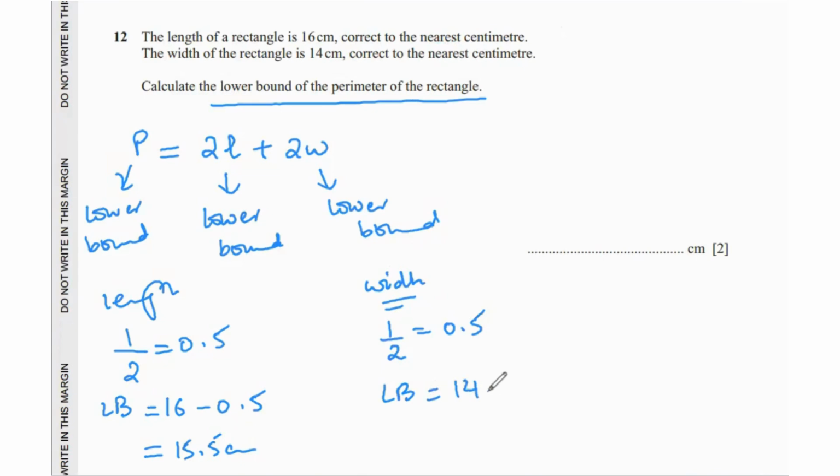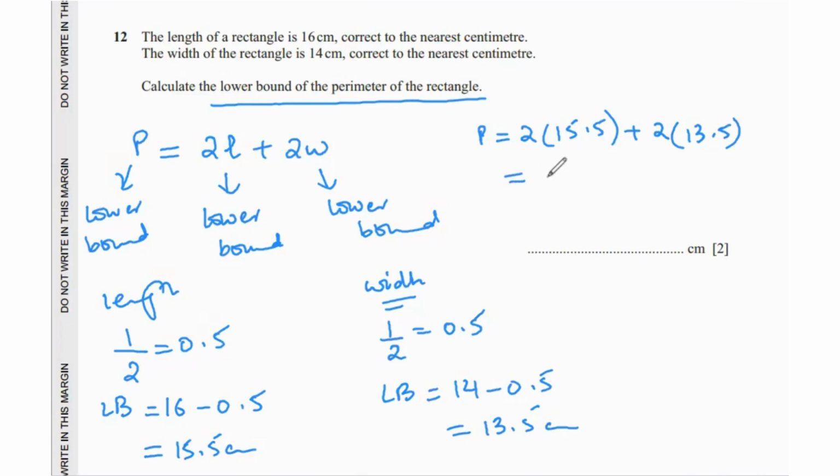We will subtract 0.5 from 14, which is 13.5. So the perimeter is going to be 2 times 15.5 plus 2 times 13.5. And that's going to give us 58 centimeters. That's your answer.